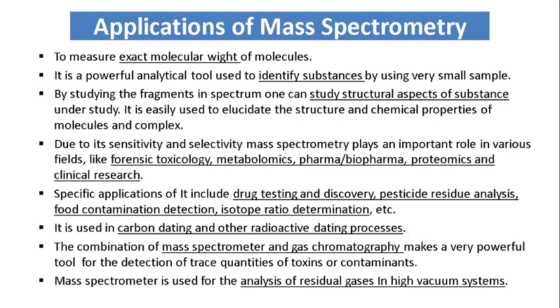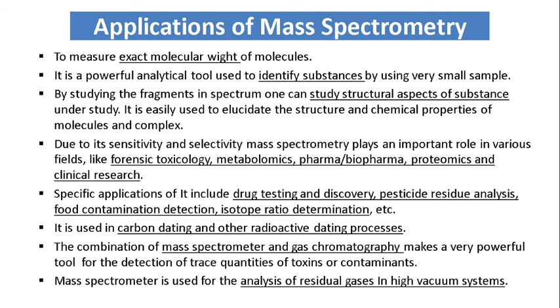In combination with gas chromatography and mass spectrometry, there is the formation of GCMS, gas chromatography and mass spectrometry. So GCMS is a very powerful tool for detection of trace quantities of toxins or contaminants and analysis of several known and unknown components of a sample. This technique is also used for the analysis of residual gases in high vacuum systems. These are some typical applications.